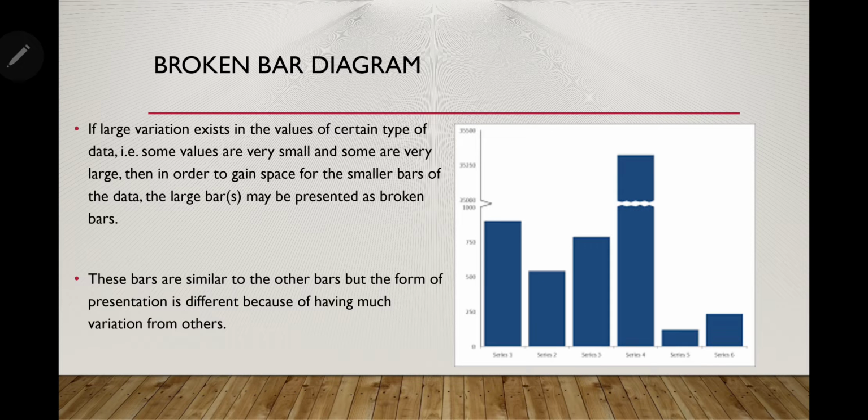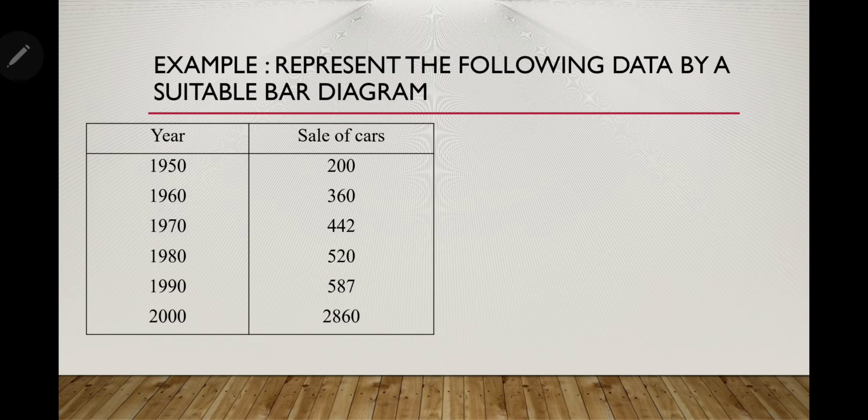Next category is broken bar diagram. Again, it is an extension of the simple bar diagram in which we make a broken bar to show a value which is abnormally high. The gap in between the bars shows the abnormally high value. Let's understand it with the help of an example.